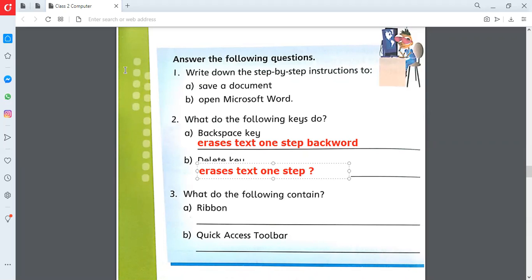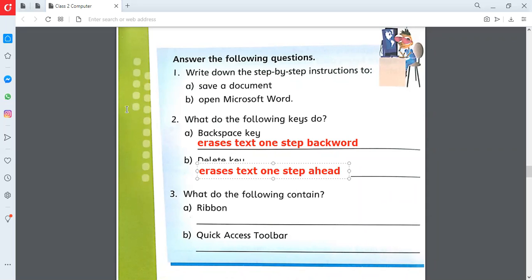Okay, so Ayan also gave the correct answer. That's good, Ayan. Okay, so only two students gave the answer for this one. The delete key is also used to erase data, but it erases one step ahead, while backspace erases backward. Both are okay. That's good. So Sharif, Ayan, and Umar Shahir, only three students gave the correct answer. So the delete key erases text one step ahead.